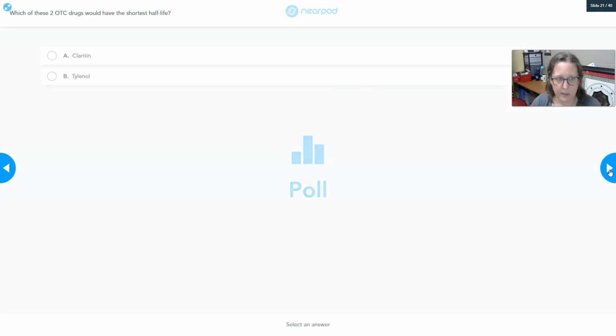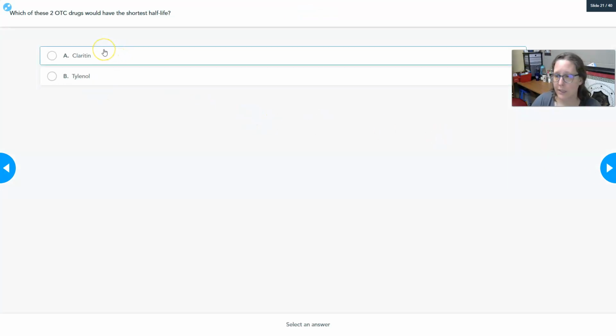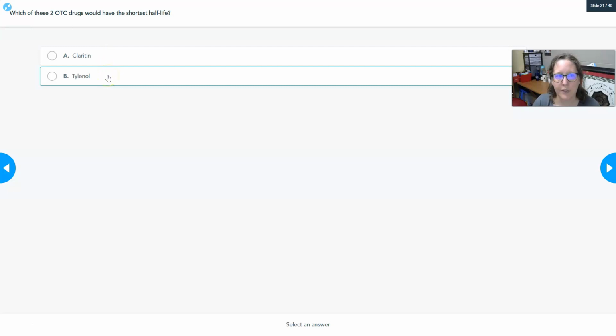Okay, so another application of half-life. Which one of these two over-the-counter drugs would have the shortest half-life? Would it be Claritin? Claritin is an allergy control medicine that you take once a day, or would it be Tylenol? Tylenol is acetaminophen, which is given every 4 to 6 hours. So that should answer that question for you.